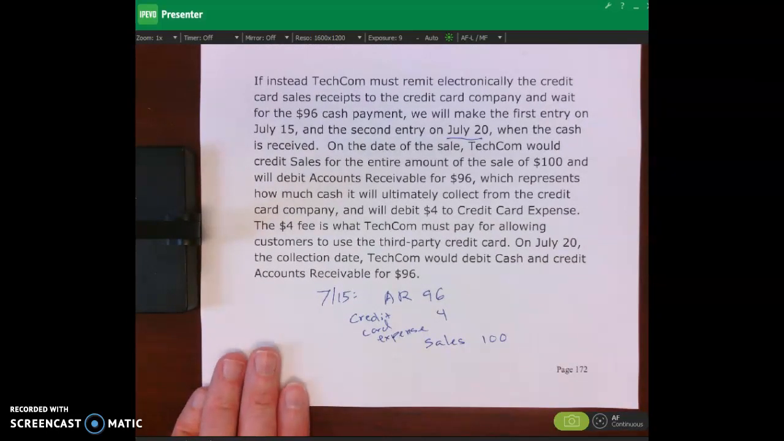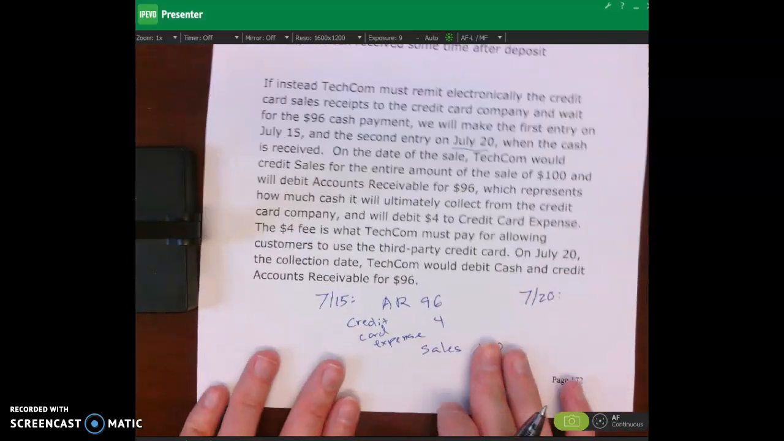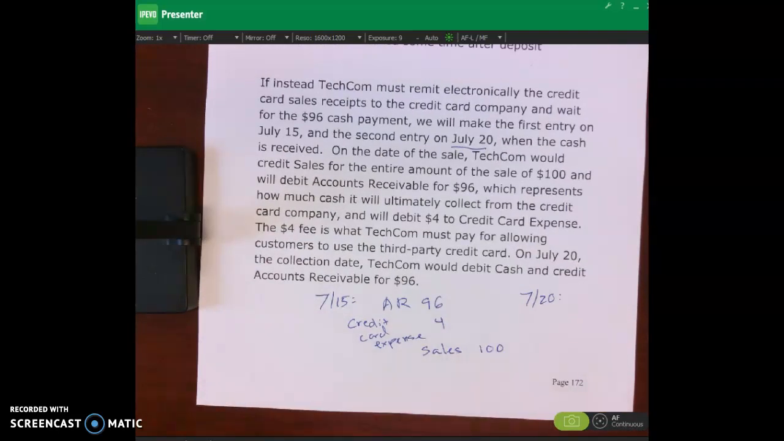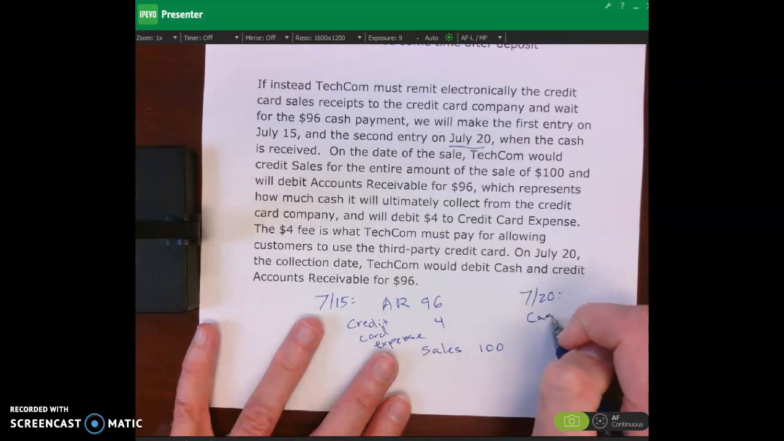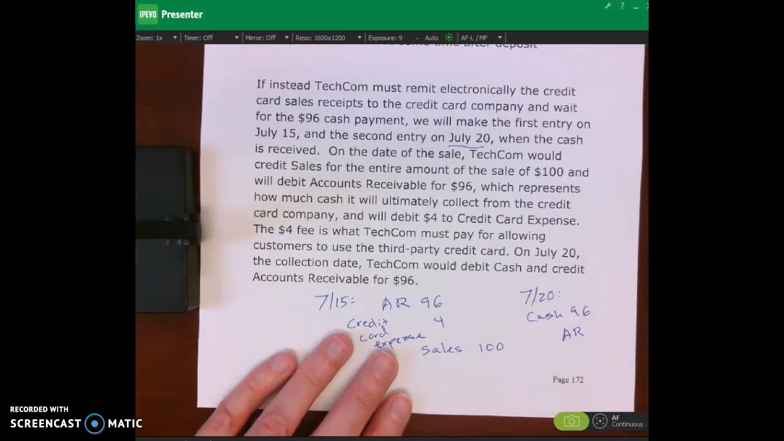Now, what about on the 20th when we get paid? Well, when we get paid, we know what to debit. We always debit cash. We debit cash for our $96, and then we credit accounts receivable, which I abbreviate as AR, for $96.